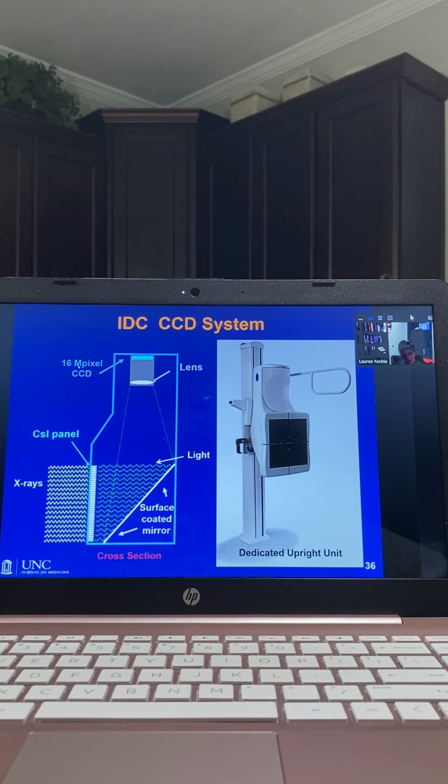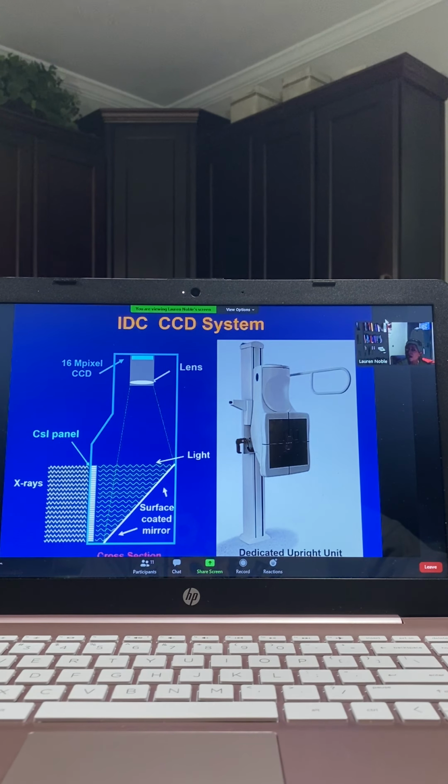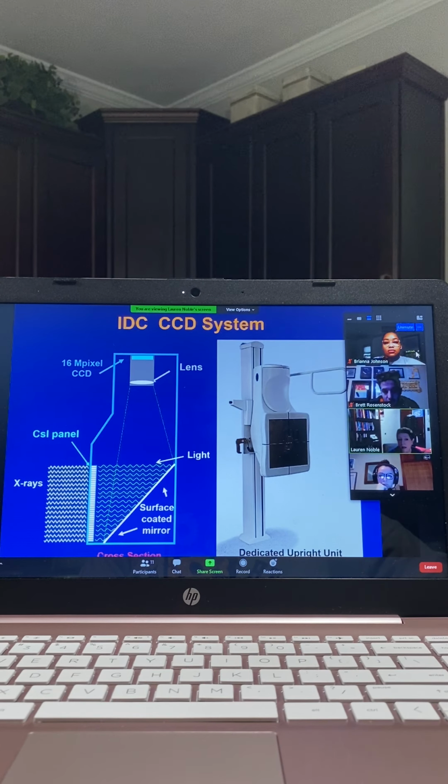You don't need to worry here. This happened to be a 16 megapixel. You don't need to worry about that. But it got directed to that CCD. So you could capture a chest image on a CCD. The reason this thing looks so funky and bulky like that is because you had to have a mirror to direct the light through the lens to the CCD. But this was the first CCD system on the market for diagnostic imaging. And it worked okay.